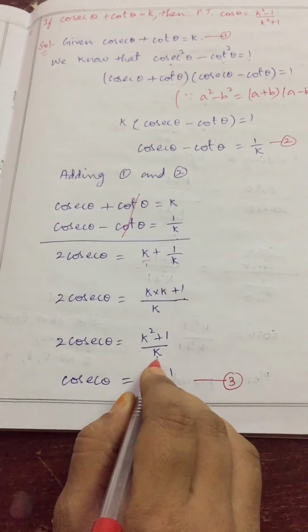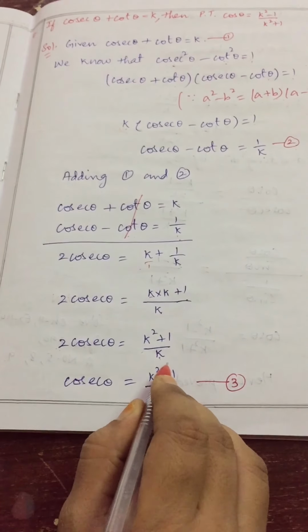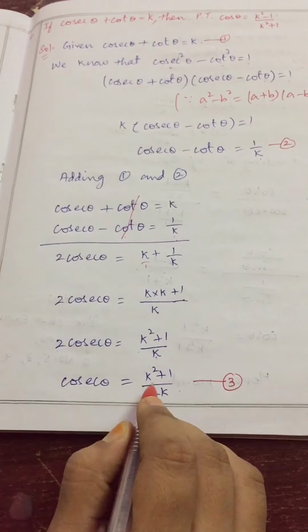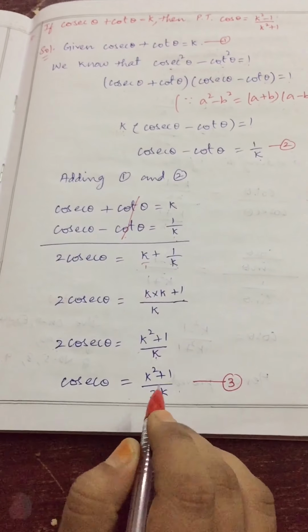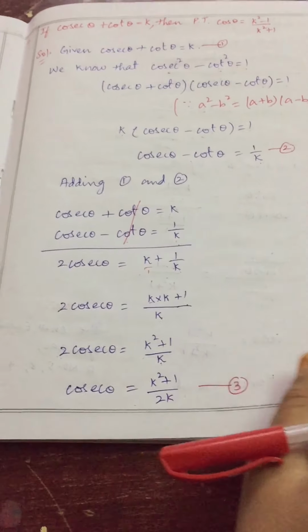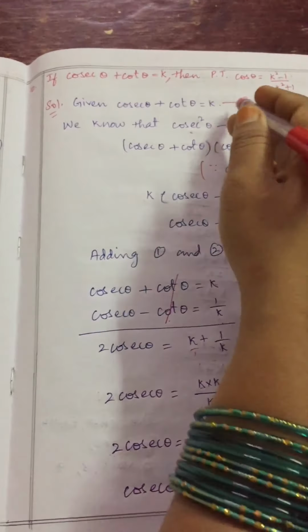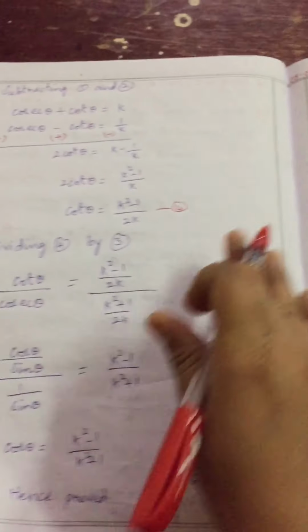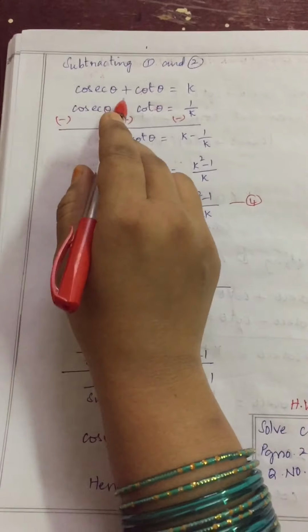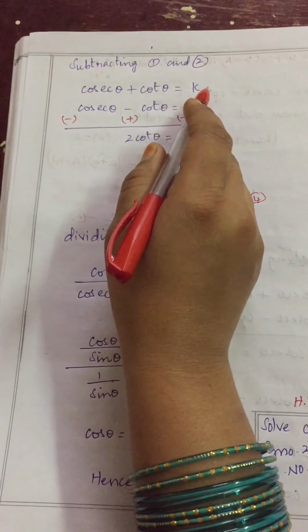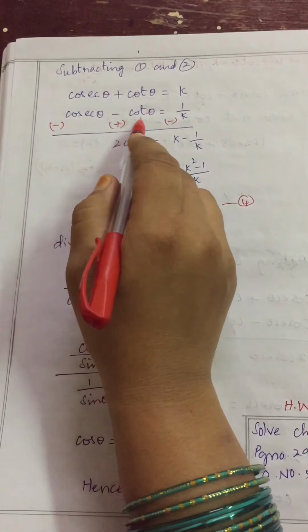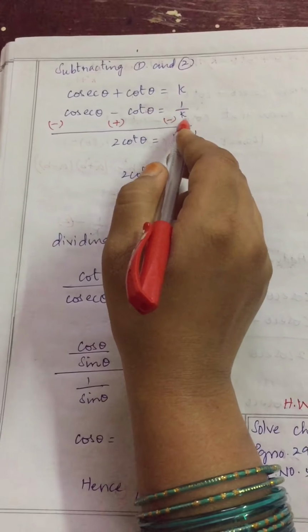Now these two I am sending that side, that will come under denominator only. So cosecant theta is equal to (k square plus 1) by 2k. Suppose this is equation 3. Clear, children? Now again this equation 1 and 2 we are subtracting. See, cosecant theta plus cot theta equal to k, this is equation 1, and cosecant theta minus cot theta equal to 1 by k, this is equation 2.